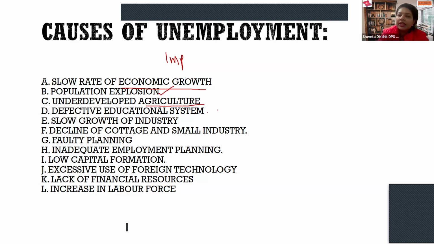Defective education system. Our education system can graduate the people, but cannot teach them how to be self-dependent and how to gain an occupation for themselves. This is what is known as the defective education system, which we are working upon recently, especially after the introduction of the National Education Policy.